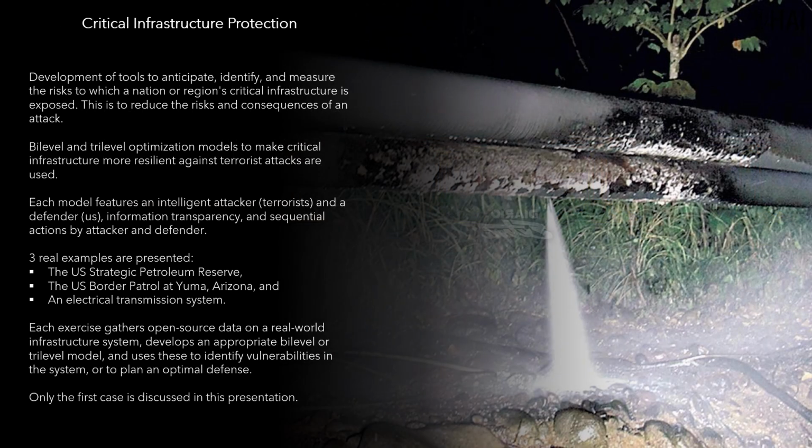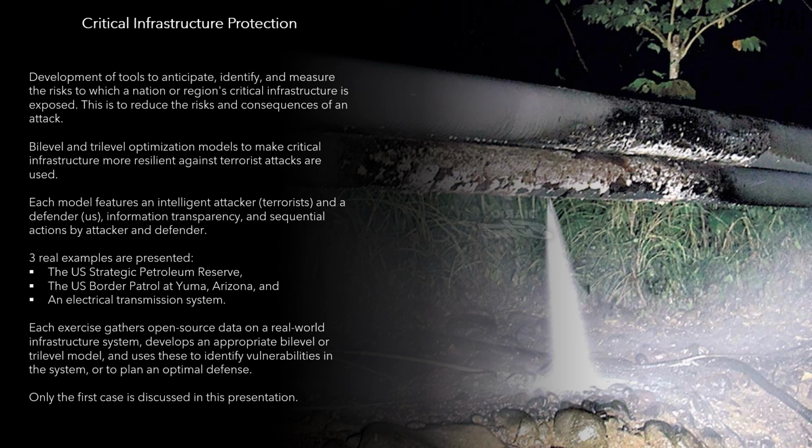Critical infrastructure protection: development of tools to anticipate, identify, and measure the risks to which a nation or region's critical infrastructure is exposed. This is to reduce the risks and consequences of an attack. Bi-level and tri-level optimization models are used to make critical infrastructure more resilient against terrorist attacks. Each model features an intelligent attacker, terrorists, and a defender, us, information transparency, and sequential actions by attacker and defender.